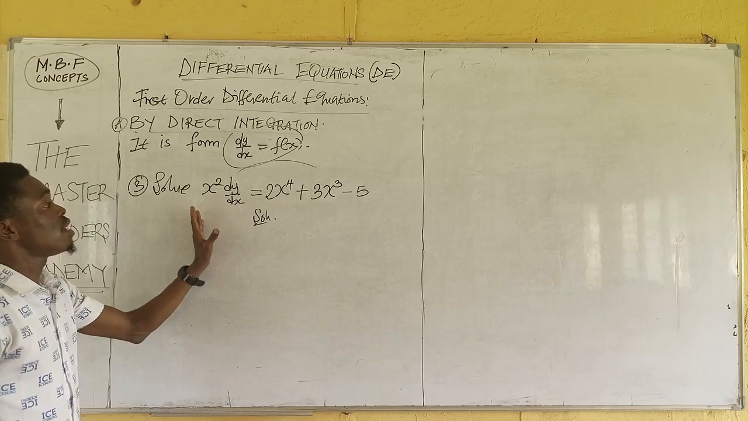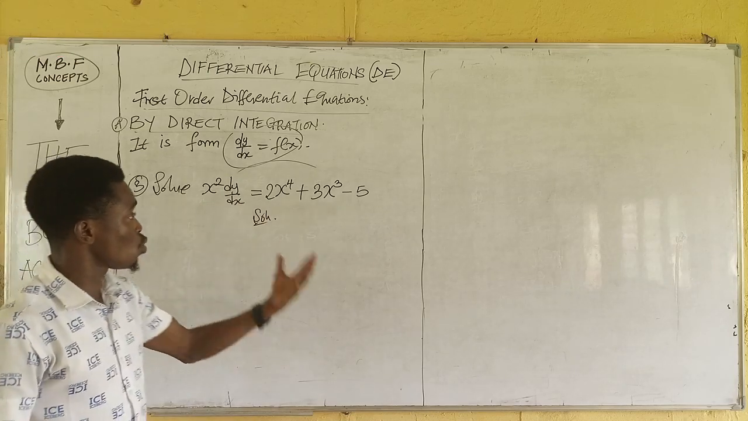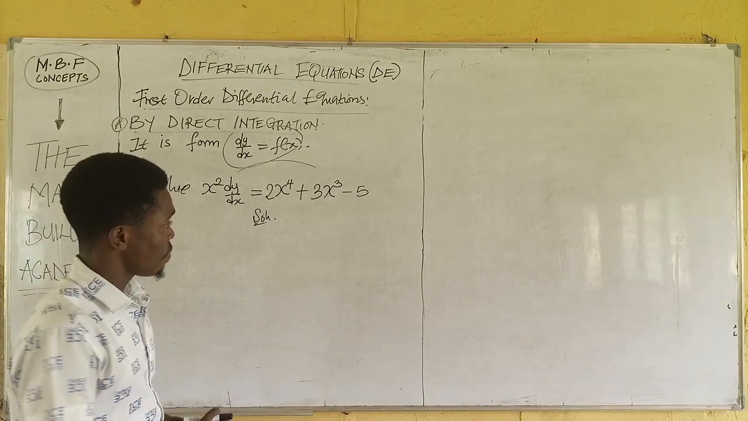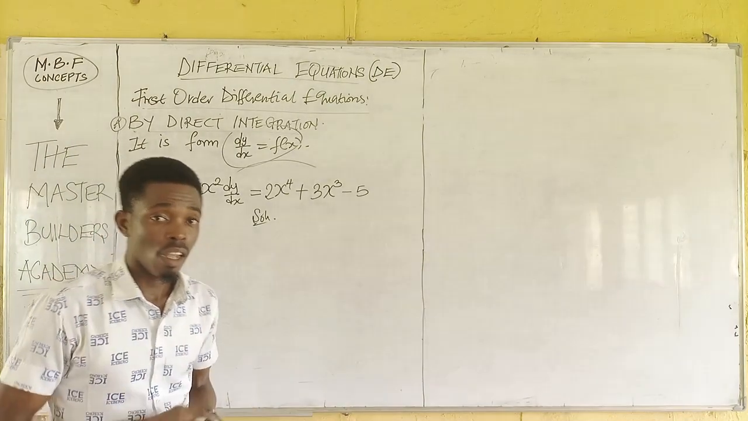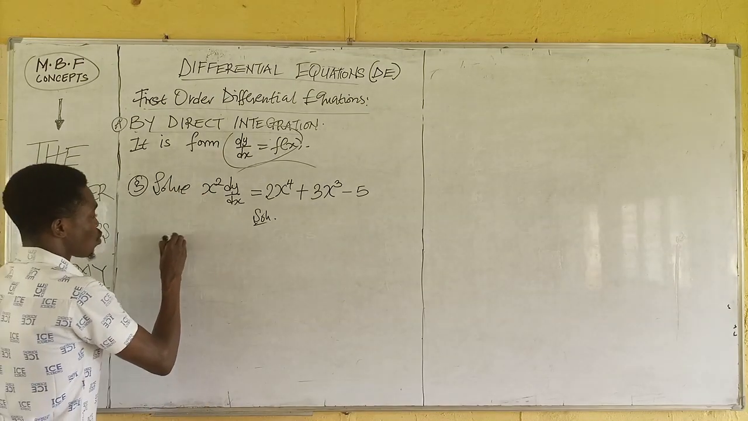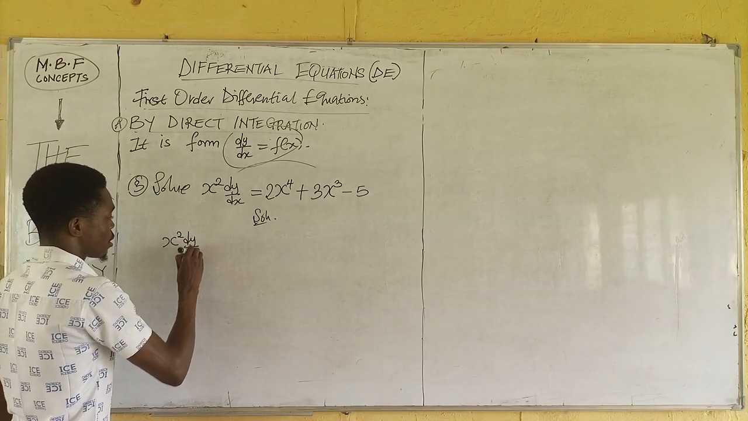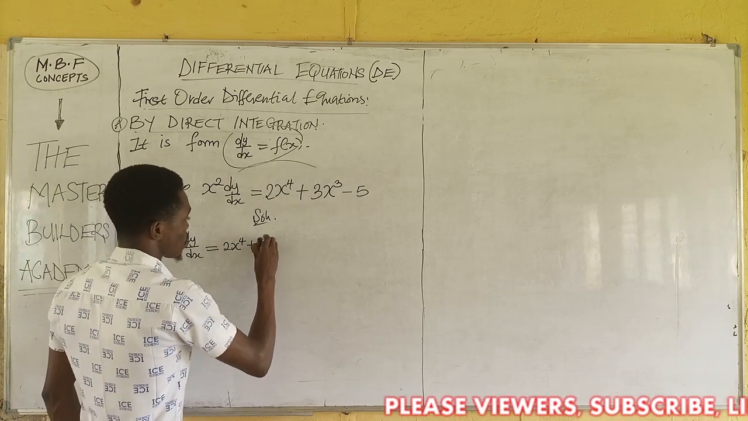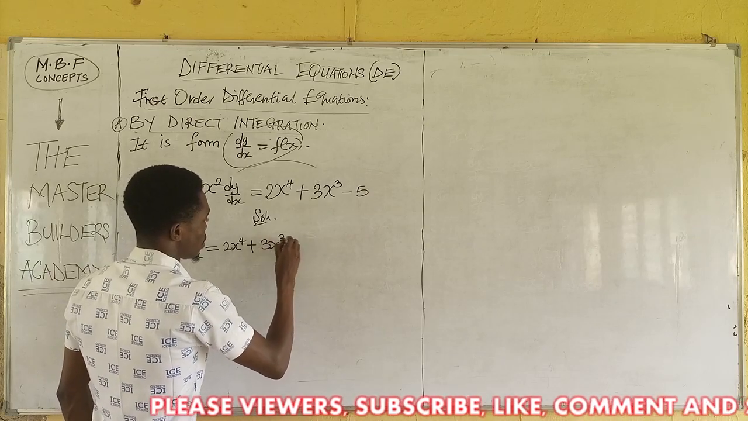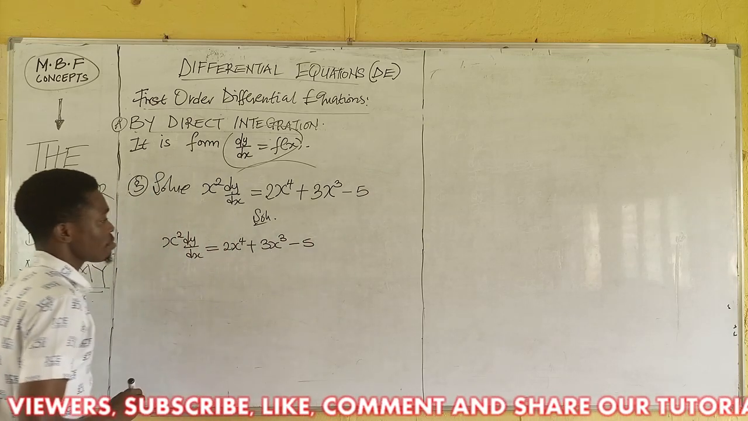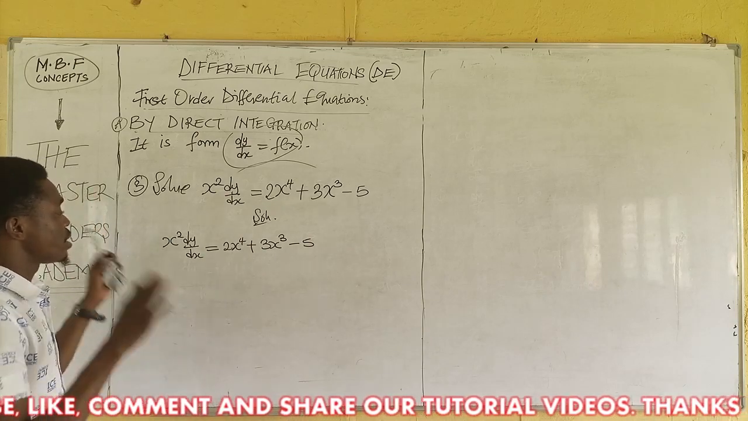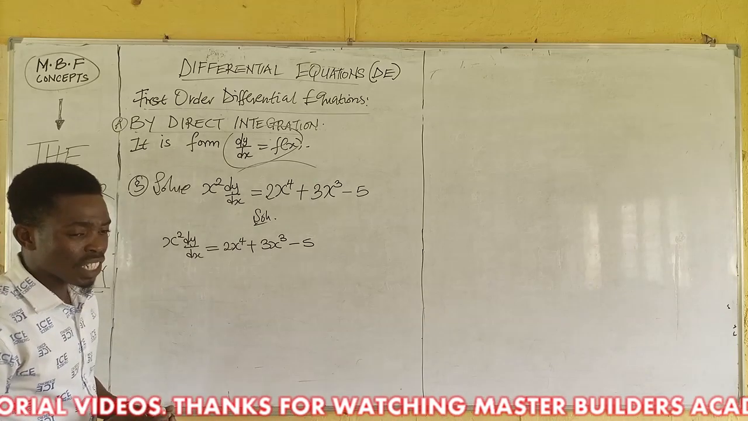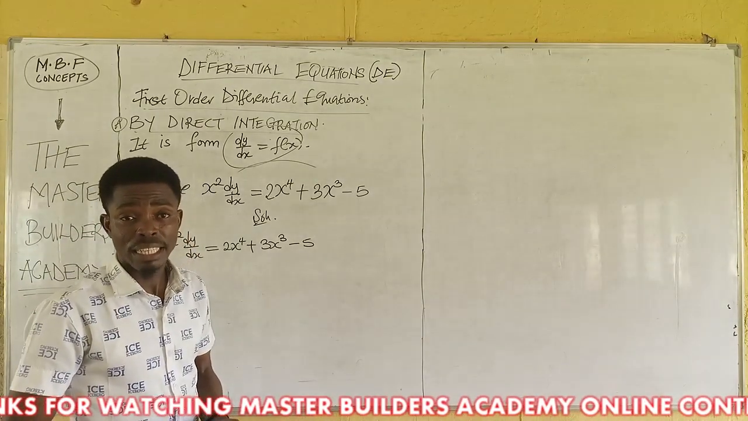Now we are asked to solve x squared dy over dx is equal to 2x raised to the power 4 plus 3x raised to the power 3 minus 5. Guys, this is what we had, and then we put down the question. Dy over dx is equal to 2x raised to the power 4 plus 3x raised to the power 3 minus 5. All we simply need to do here is to first make the coefficient of dy over dx 1. And how do we have that done?